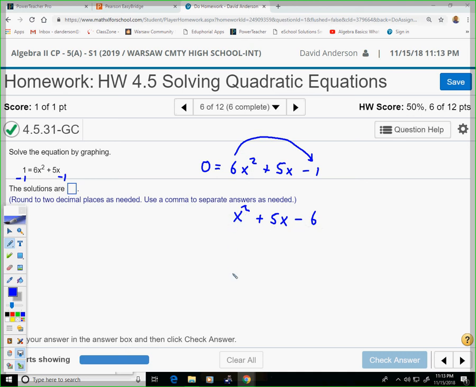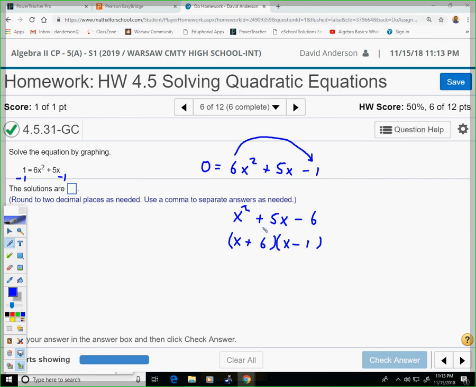Now I want you to just factor it like normal. Now there's no number here. So now just factor it like normal. Multiplies up to be negative 6 and adds up to be 5. Well, that would be x plus 6, x minus 1. 6 times negative 1 is negative 6. 6 plus a negative 1 would be positive 5.